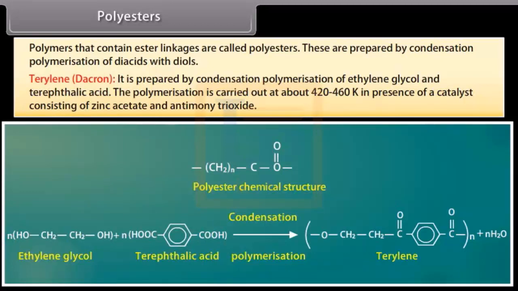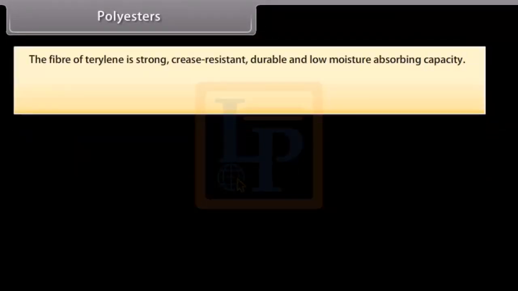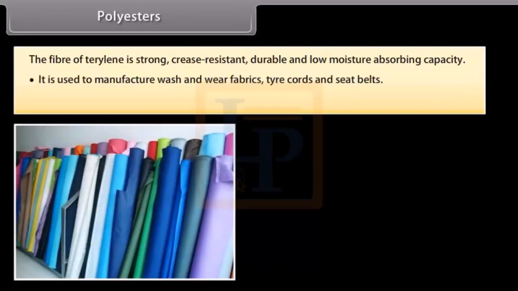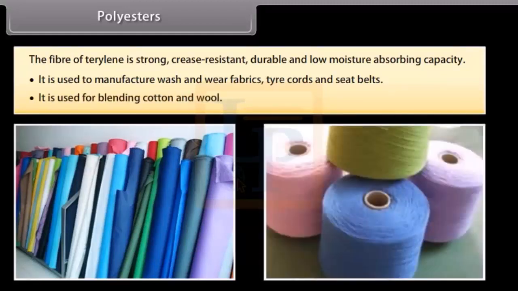The polymerization is carried out at about 420 to 460 K in presence of a catalyst consisting of zinc acetate and antimony trioxide. The fiber of terylene is strong, crease-resistant, durable and has low moisture-absorbing capacity. It is used to manufacture wash and wear fabrics, tire cords and seat belts. It is used for blending cotton and wool to provide better finish and increase their resistance to wrinkles and wear and tear.